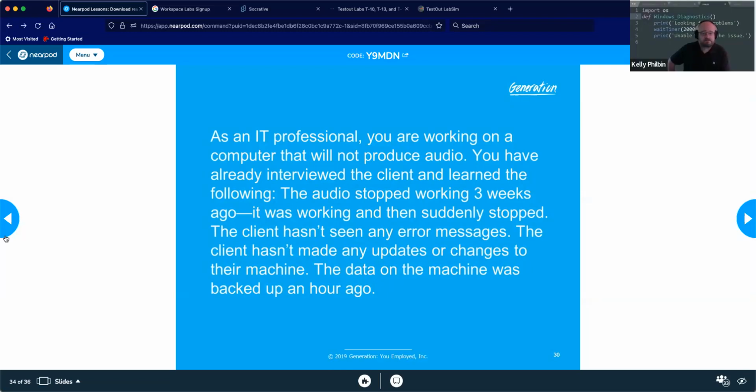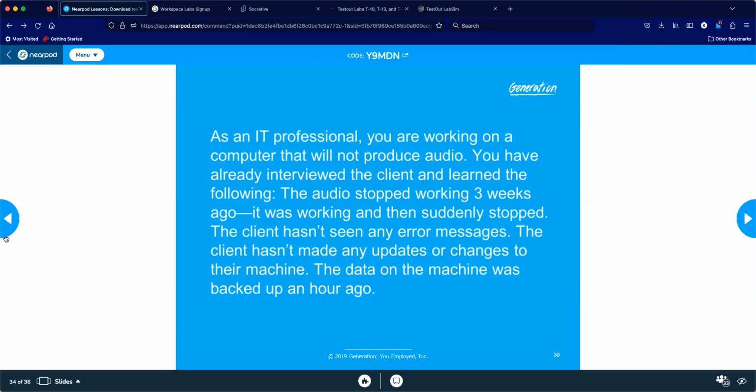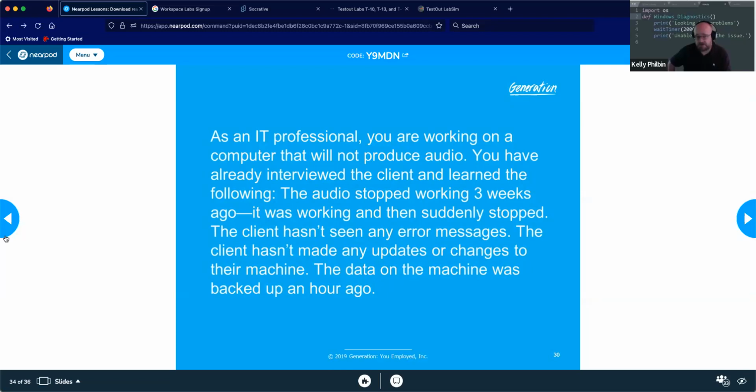Possible theories. So problem, no audio. What are some theories? Sound card may have an error. Sound card. Well, they didn't get any error messages, but it could be a sound card, yeah. Could be that their audio device is malfunctioning. Audio device malfunctioning. Anything else? Cable unplugged. Cable unplugged, could be.